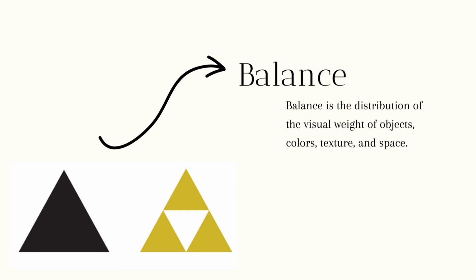Balance. Balance is a distribution of the visual weight of objects, colors, textures, and space. If the design was a scale, these elements should be balanced to make a design feel stable. In symmetrical balance, the elements used on one side of the design are similar to those on the other side. In asymmetrical balance, the sides are different but still look balanced. In radial balance, the elements are arranged around a central point and may be similar.